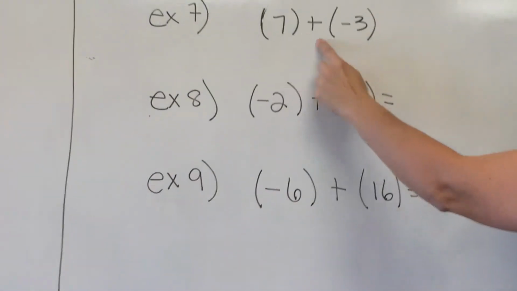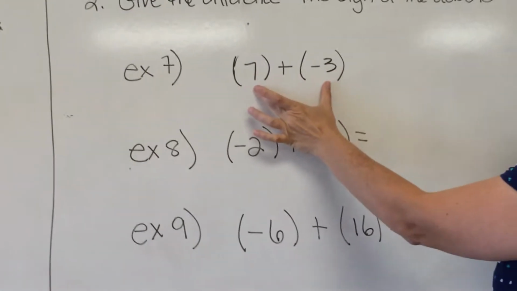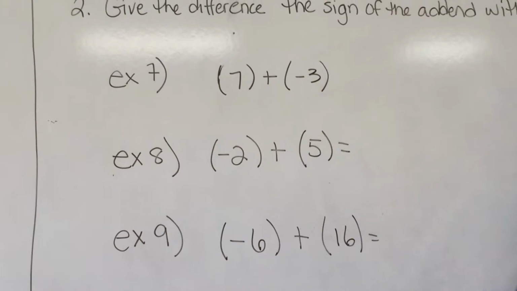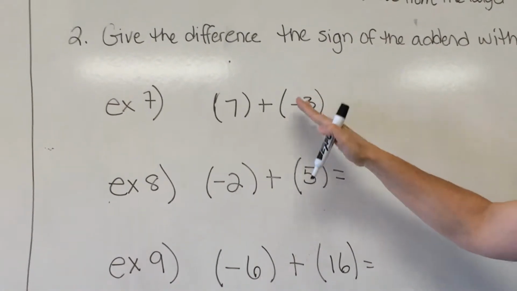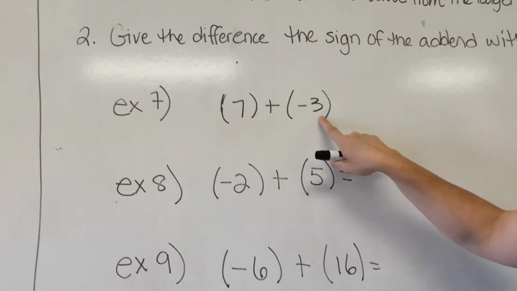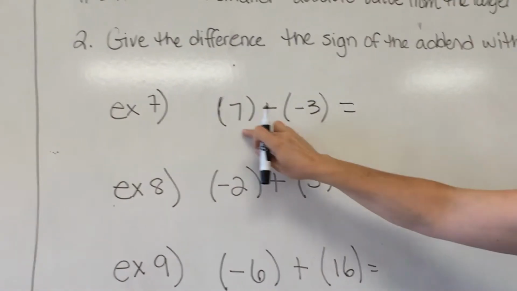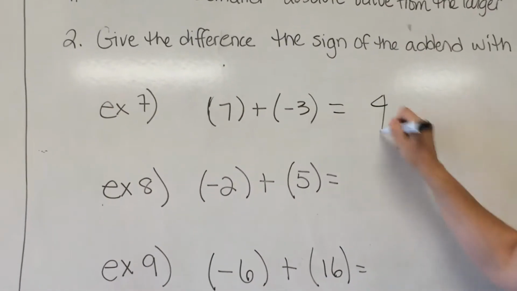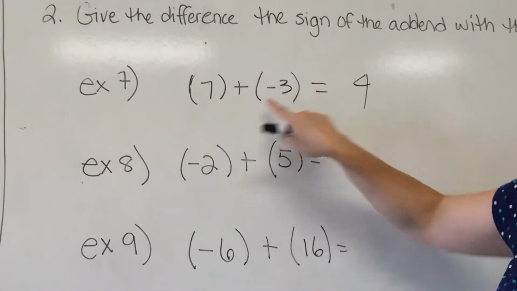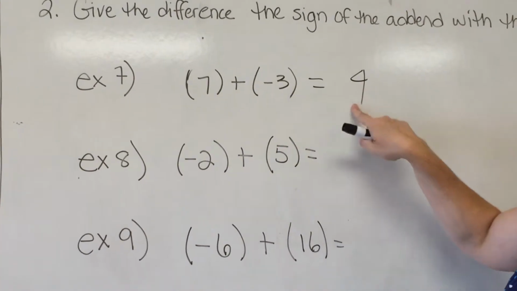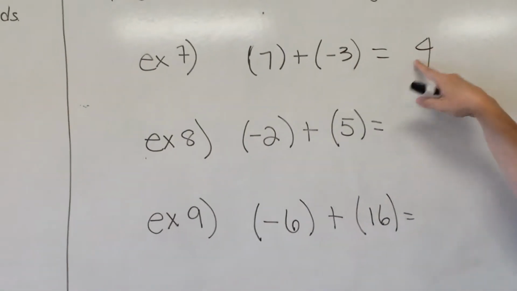We're adding. You take the two numbers, you're going to subtract the little one from the big one, okay? I'm taking the absolute value, so don't even look at the negative right now. You have a 7 and you have a 3. You're going to subtract the two numbers, that's the difference, and then you're just going to keep the sign of the bigger number, okay? 7 plus a negative 3, subtracted is 4, the sign of the bigger number is positive. The answer is 4, okay?